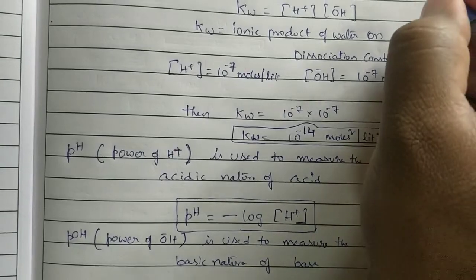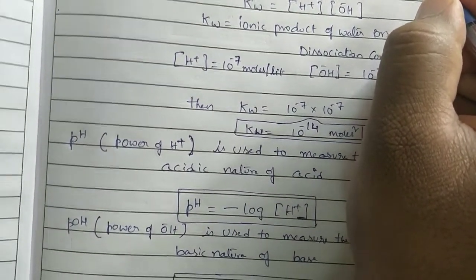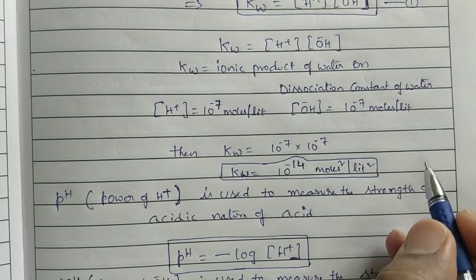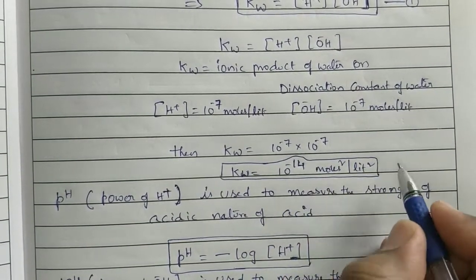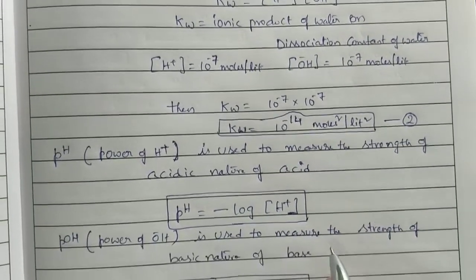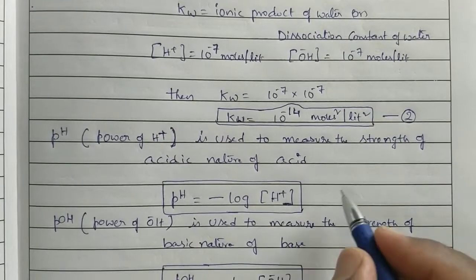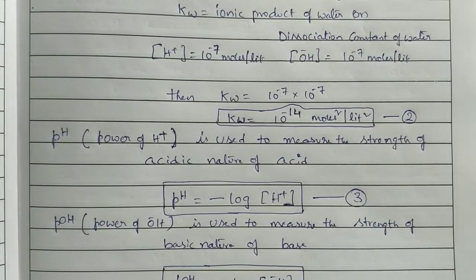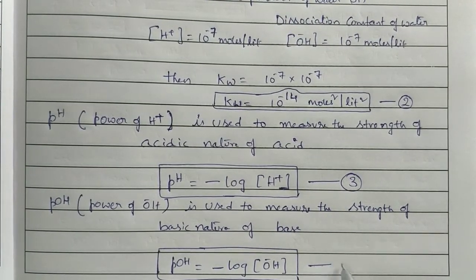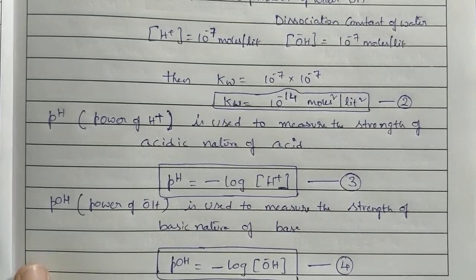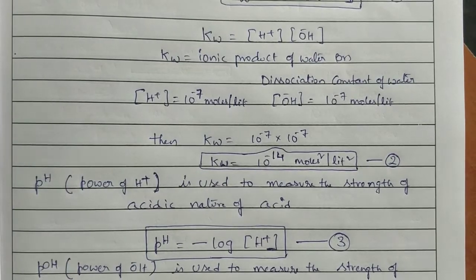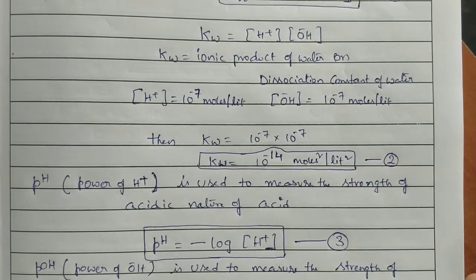Now Kw is equal to concentration of H plus into concentration of OH minus. I am giving equation 1. Kw is equal to 10 power minus 14. This is equation 2. pH is equal to negative logarithm of concentration of H plus. This is equation 3. pOH is equal to negative logarithm of concentration of OH minus. This is equation 4. Totally 4 equations we got. Note down carefully. Now I am going to take equation 1 again.